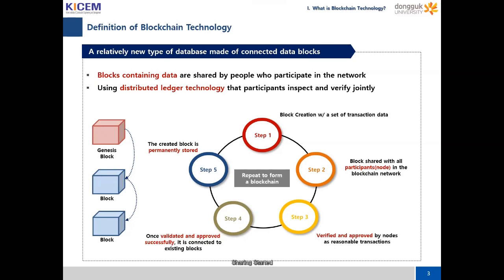So, we usually call the first block a genesis block, which is full of transaction data. Once this first block gets full, it is shared by all the people, all the nodes or the participants in the blockchain network. So they are participating in validating and verifying, approving these blocks as reasonable transactions. Upon the right validation and approval, the block is created and is now part of this network.